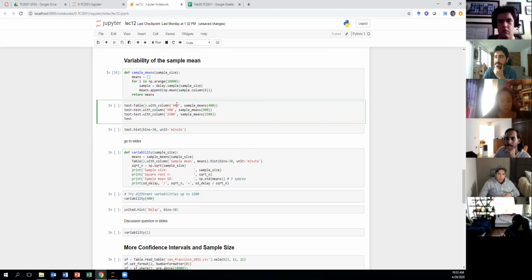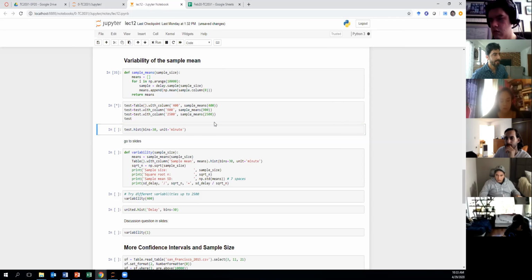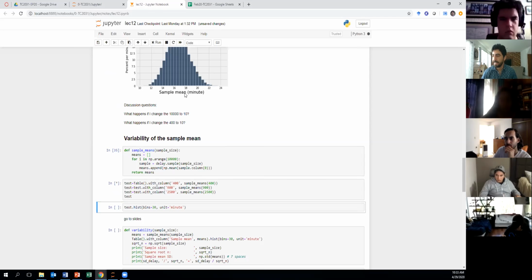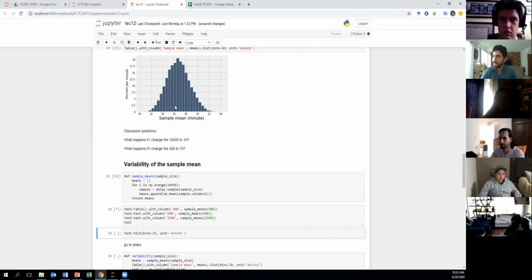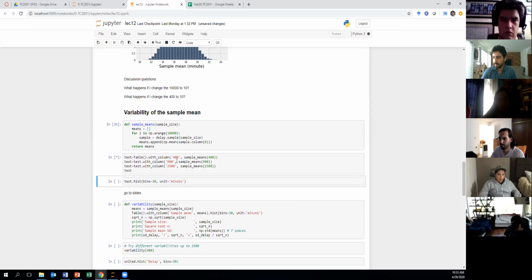I want to run it with 400. So I'm going to call my function with the number 400 as my sample size. Then with 900, with 2,500, and see how it's going to affect the shape of our distribution. It's going to take a little bit of time. Is it clear what I'm doing here? Any questions? So yeah, I'm doing exactly the same thing, but with different numbers. That's why I needed this function.